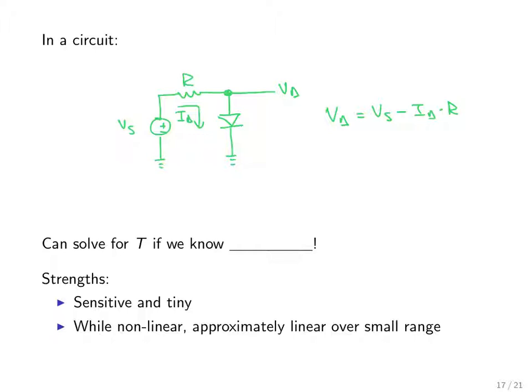And if we make the substitution here for the diode current equation from two slides ago, we would get V sub S minus R times I sub S times e to the lambda V sub D divided by V sub T, minus 1. And because V sub T is equal to KT over Q, we can solve for the temperature T if we know V sub D by measuring it in this way. So some strengths of PN junction diodes are that they are sensitive and very tiny, and while they're nonlinear, they are approximately linear over a small range.